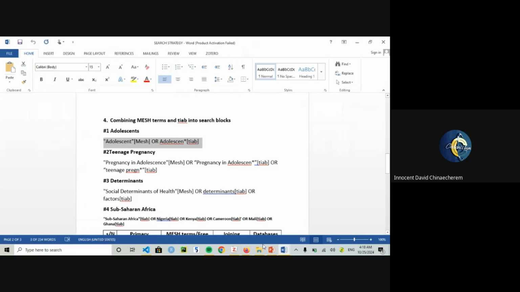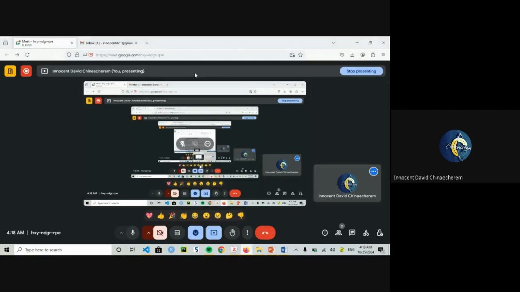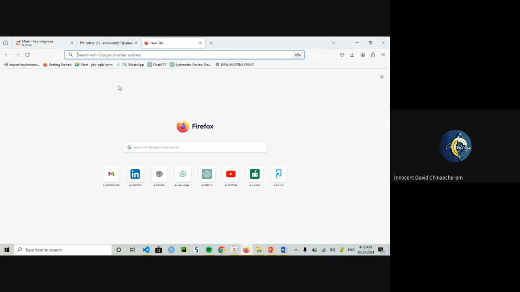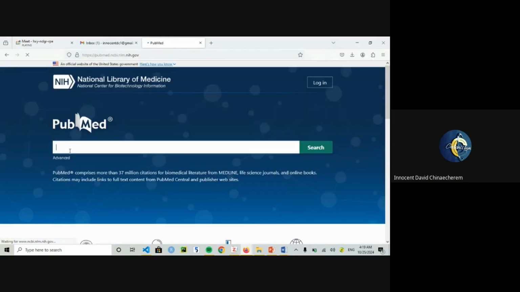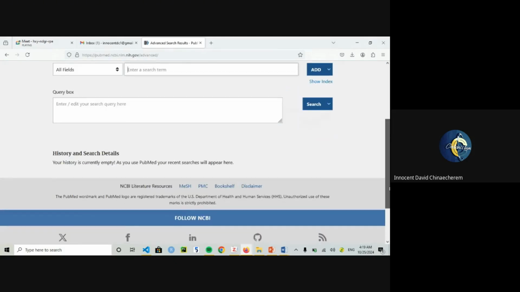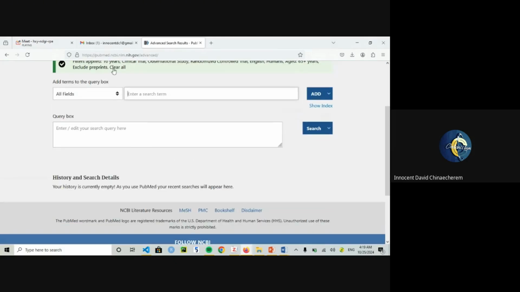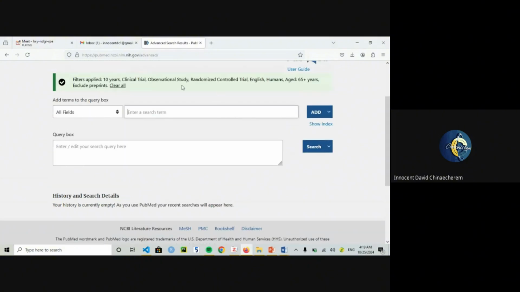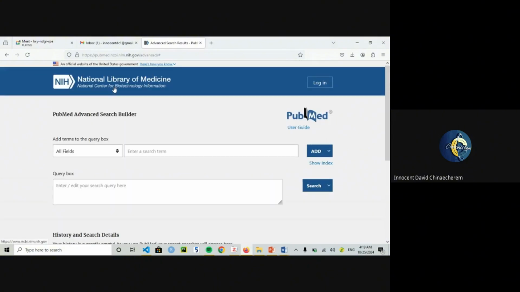So let's just get out 3 articles. I'm going to click here and go to PubMed. Go to advanced. Okay, so I'm going to hit here, and I'm going to clear everything here on my filters.